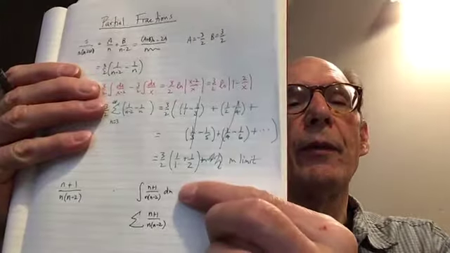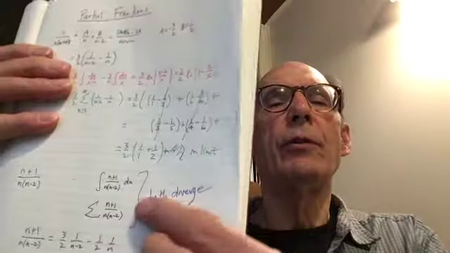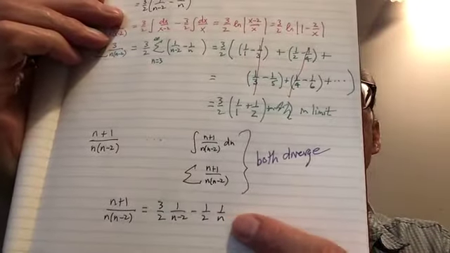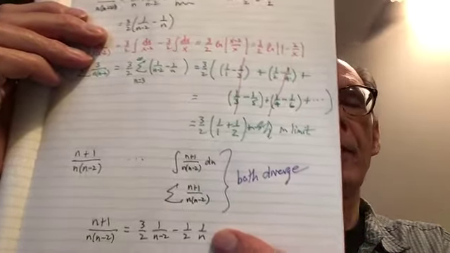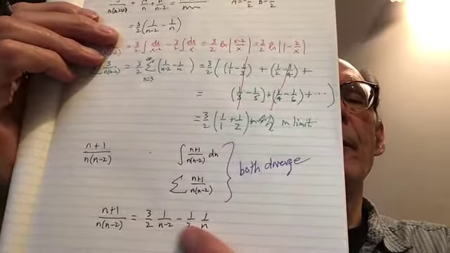And so diverge, diverge. That's important. They both diverge. Let me just write down the partial fractions decomposition for n plus 1 over n times n minus 2. And it is 3/2 times 1 over n minus 2 minus 1/2 times 1 over n. So what's going to happen here is if you integrate this, you're going to get a log of n squared or log of x squared, depending on your perspective. And so there's a situation.